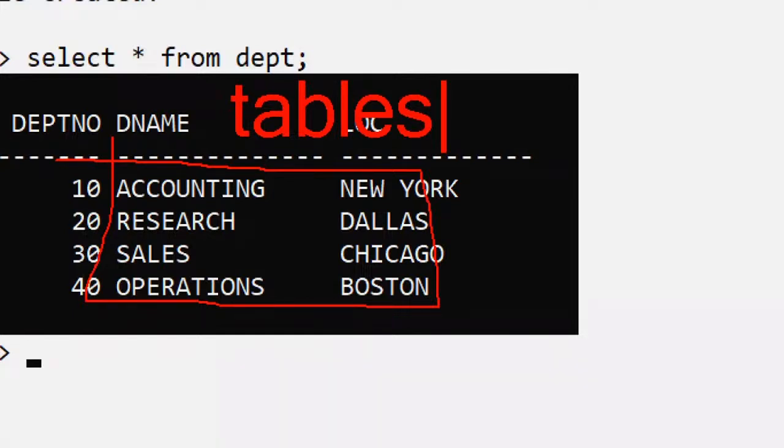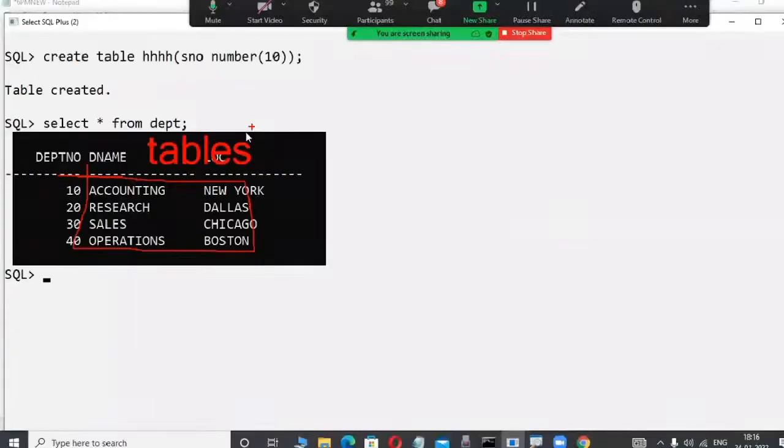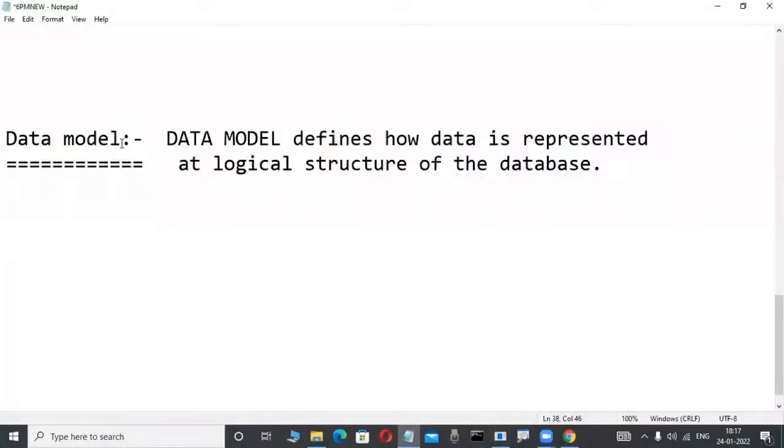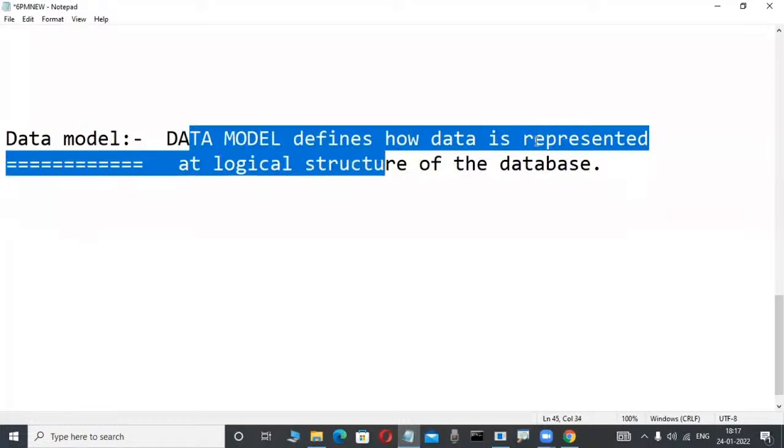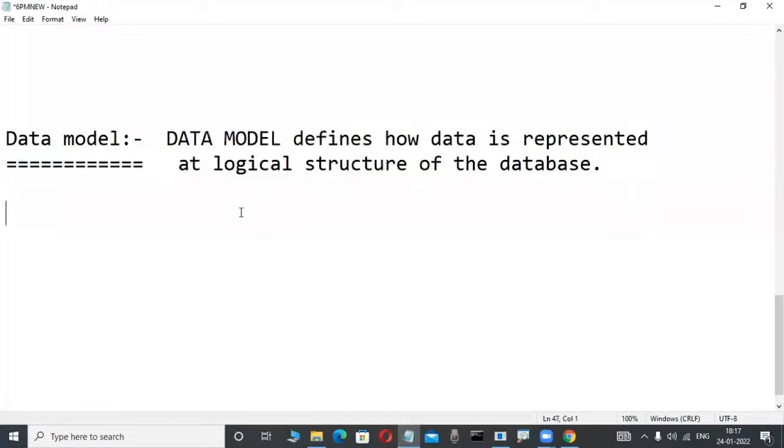Hierarchical data model, network data model, and some other data models were there. IMS and IDMS software were there in those days. But nowadays, observe here, a data model defines how data is represented at the logical structure of the database. And now check it out, concentrate here.